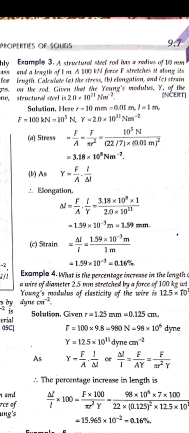So the modulus of elasticity formula was stress upon strain, that is force per unit area upon the change in the length upon length. So del L upon L is equal to force divided by Young's modulus, and A will be multiplied to it. So from there we can find out the value of A also, that is pi r square. R is already given as 0.125. So on putting these values of Young's modulus, R, and the area, we can find out the value for del L upon L, and if it is multiplied by 100, we can get the percentage increase in the length.